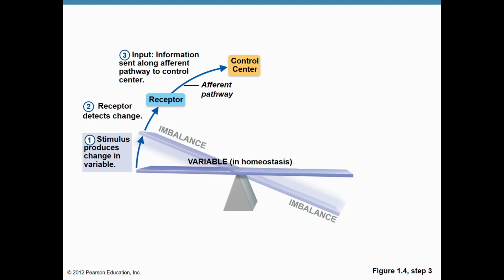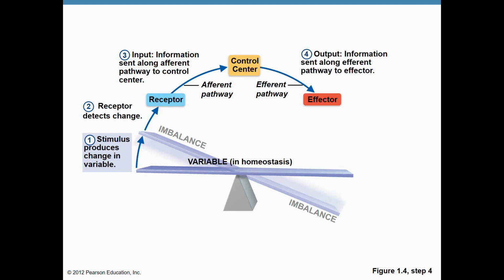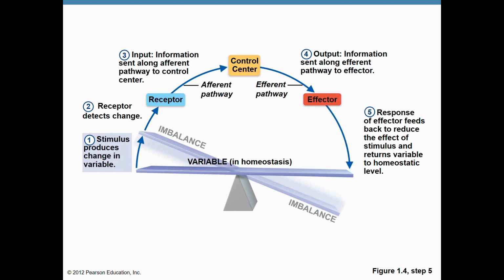Then the brain will now send a signal, information to the effector, that in order for the body to maintain its sugar level, the pancreas will release the hormone insulin. The pancreas is the endocrine organ or endocrine gland which secretes the hormone insulin. The pancreas secretes the hormone insulin that makes the blood sugar level tone down. So from the control center to the effector. Then the effector will now send a signal, a response of the effector, feedback to reduce the effect of the stimulus and return the variable to the homeostatic level.